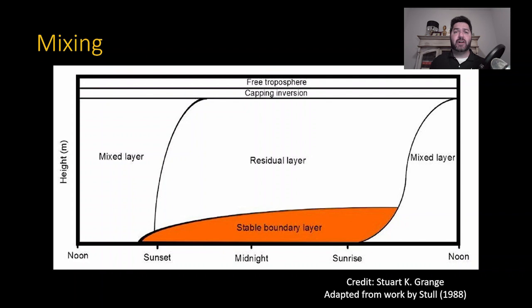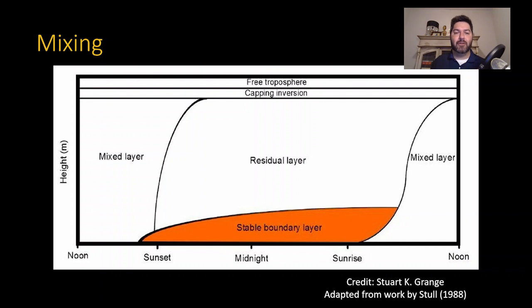Now, we need to talk about mixing. This figure shows how the mixed layer evolves during the day. So on the bottom left, you see this starts at noon and it ends at noon. So it's an entire 24-hour cycle. And then on the y-axis, you see height. So you can see from noon to sunset, the mixed layer goes up to the capping inversion, and the free troposphere is above that.